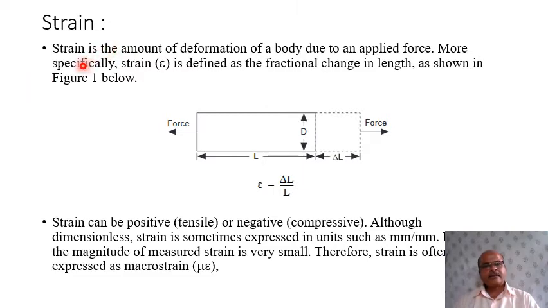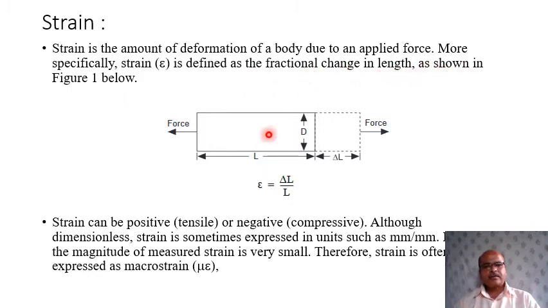The word strain is coming in strain gauge. So what is strain? Strain is the amount of deformation of a body due to an applied force. That is, when we apply force to any body, there is a deformation or some change that takes place in that body. More specifically, strain epsilon is defined as the fractional change in length as shown in the figure.